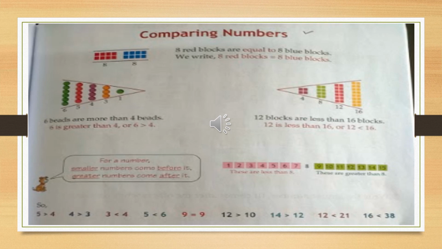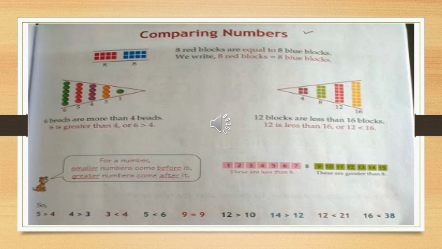In the second picture, 6 beads are more than 4 beads. 6 is greater than 4. Or we can write 6, sign, and 4. What sign is there? The birdie has opened the mouth towards the bigger number. Which one is the bigger number?